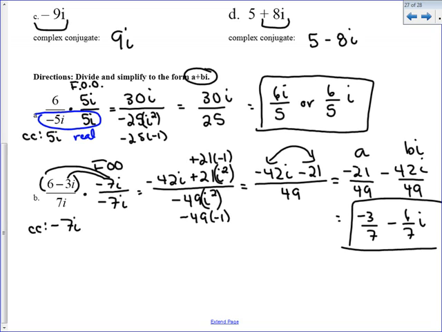Questions? So dividing, find your conjugate, multiply in a form of 1.